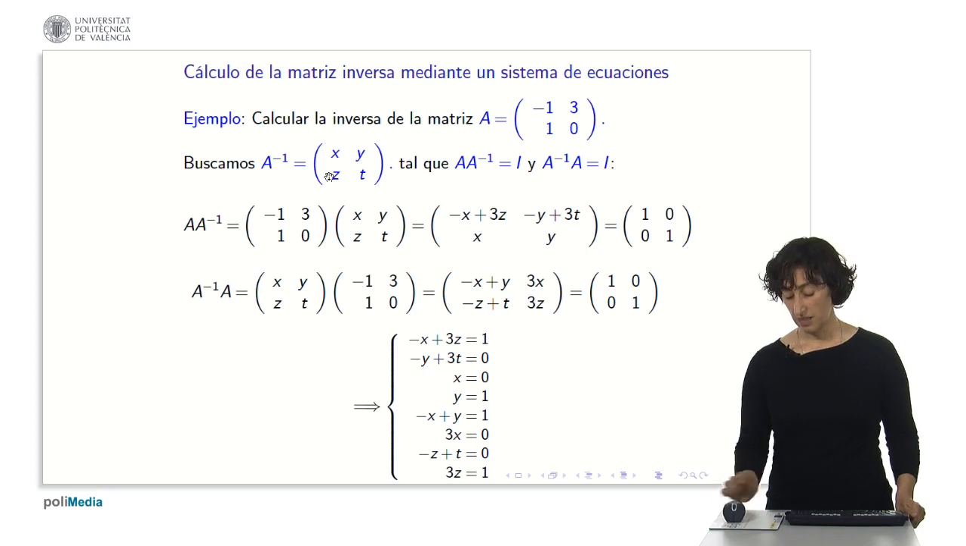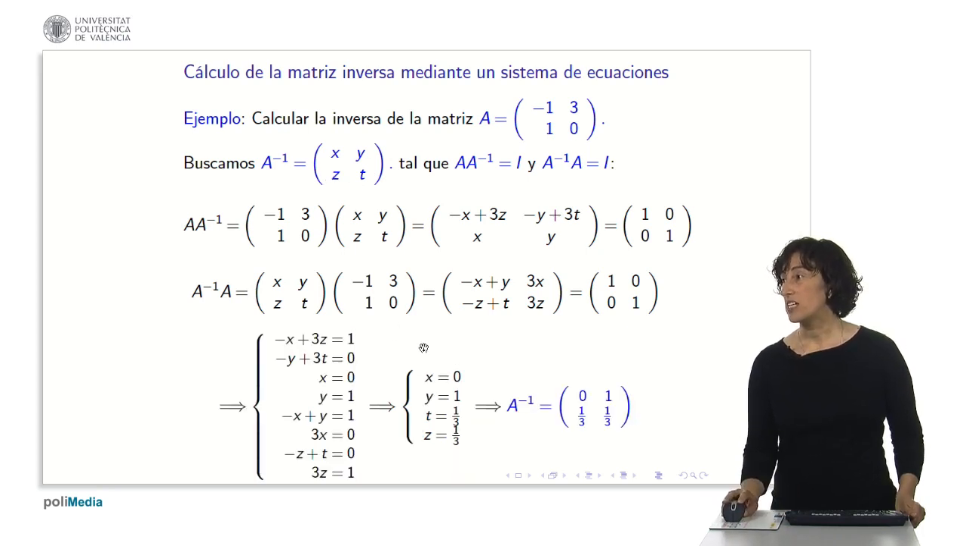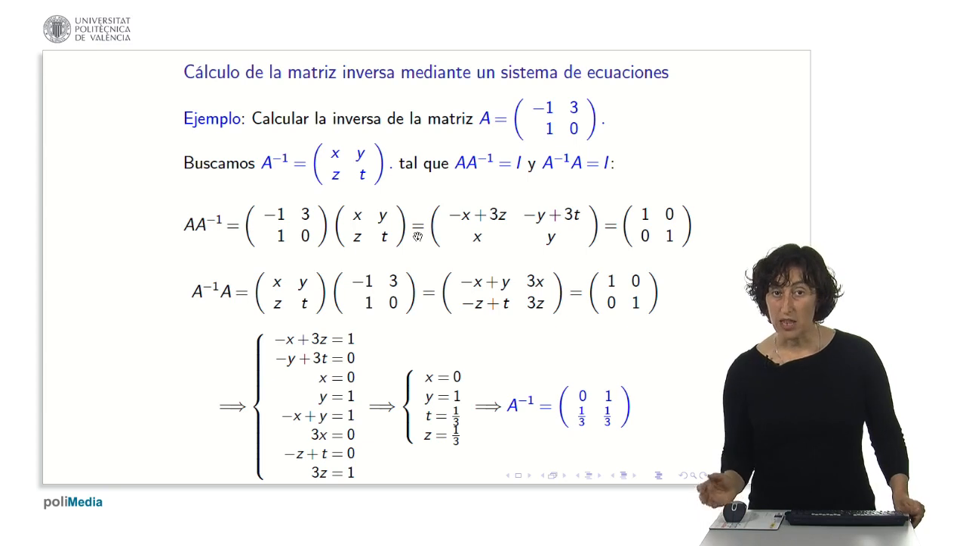Well, in this case, the system is a consistent determined system. It has a single solution, which is x equal to 0, y equal to 1, t equal to 1/3, and z equal to 1/3. If I put each one in its position, I have the inverse matrix of A. Well, this is the way to calculate inverse matrices using equation systems.